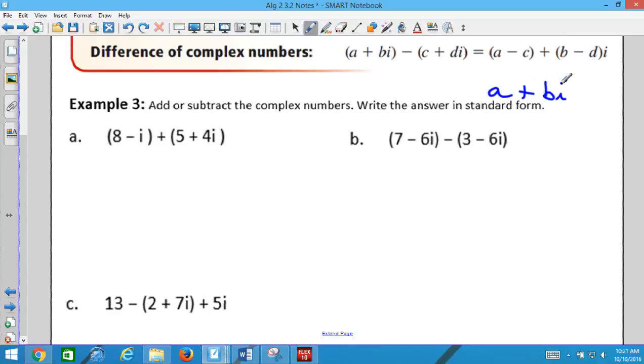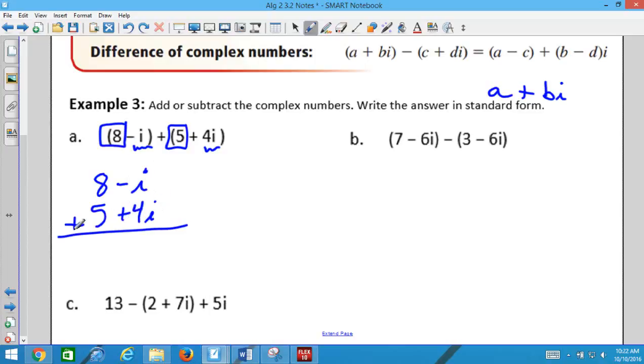So the first one, we are adding 8 minus i plus 5 plus 4i. You guys know how to add like terms? What is the like term with 8? 5. What is the like term with minus i? 4i. Okay, so you would add your like terms. There is another way of looking at it. You could write it this way if you would like. You write it vertically and then add up and down.